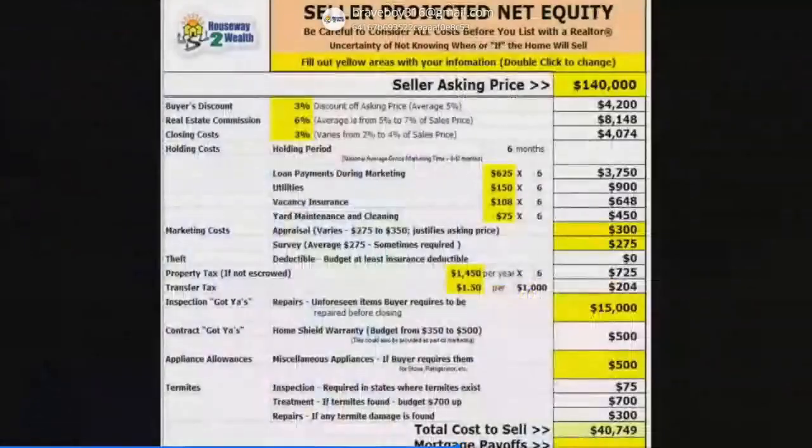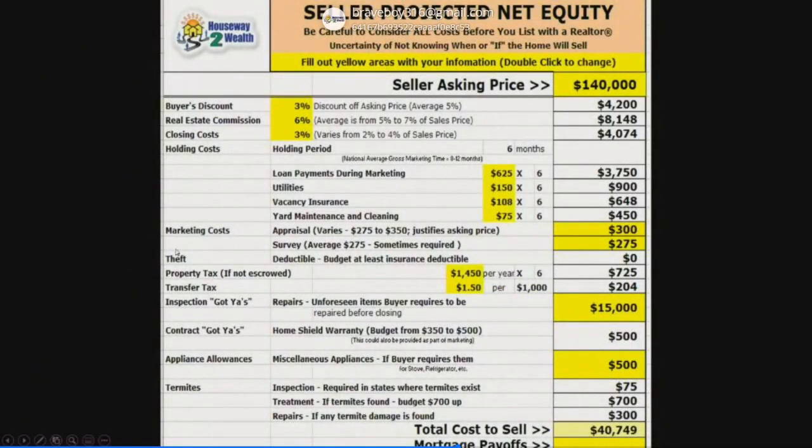So going back to the form, you're going to convince the seller. This is a part of that education process. Well, if you sold the property at 140, most buyers, if they make an offer, you're going to have about a 3% discount off the asking price. That knocks off $4,200. Real estate commission is 6%. In this particular case, that would be $8,148. On average, most buyers are asking for closing costs, 3% closing costs, that's $4,074.